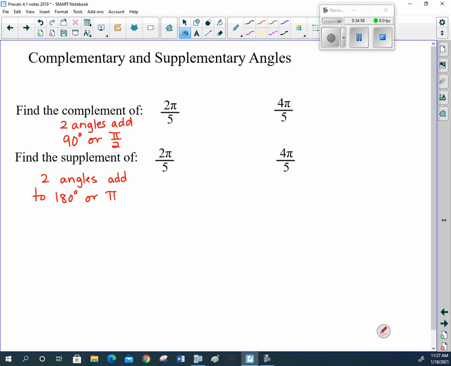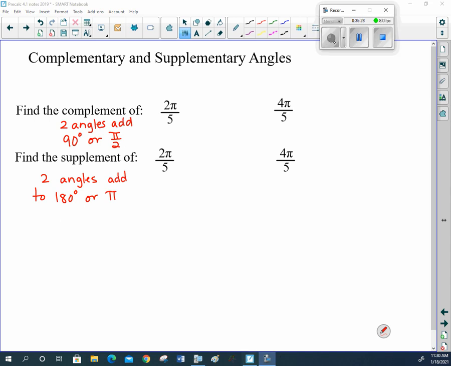So if things are complementary, then they add to 90. If they're supplementary, they add to 180. So if I'm going to try to find the complement of 2 pi over 5, then I'm trying to find the other part of that angle that makes it add up to 90 degrees. So we want it to add to pi over 2, so we're going to subtract that from pi over 2.